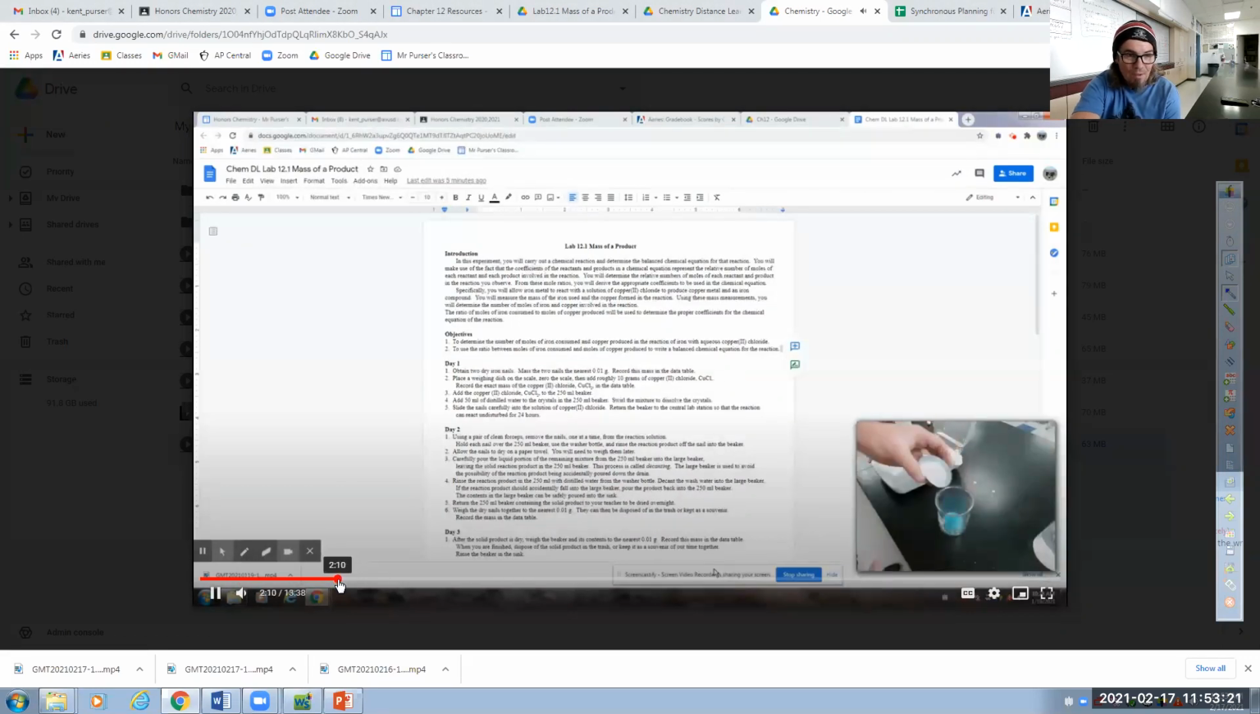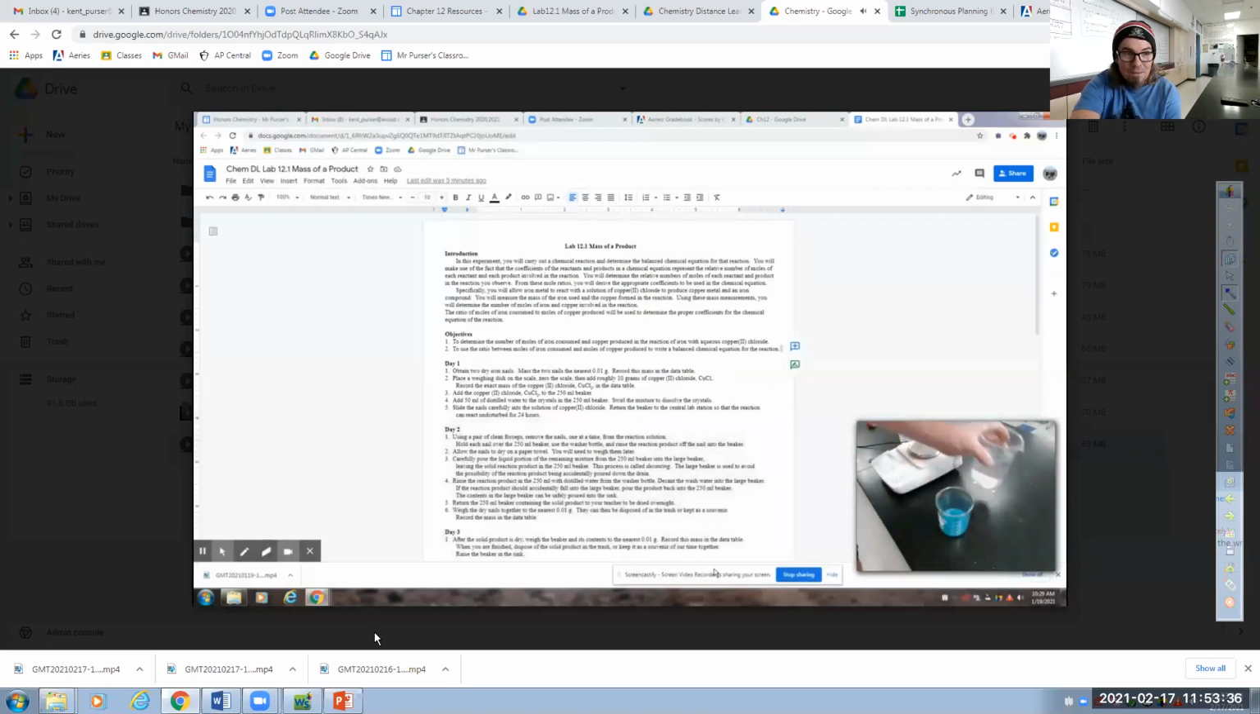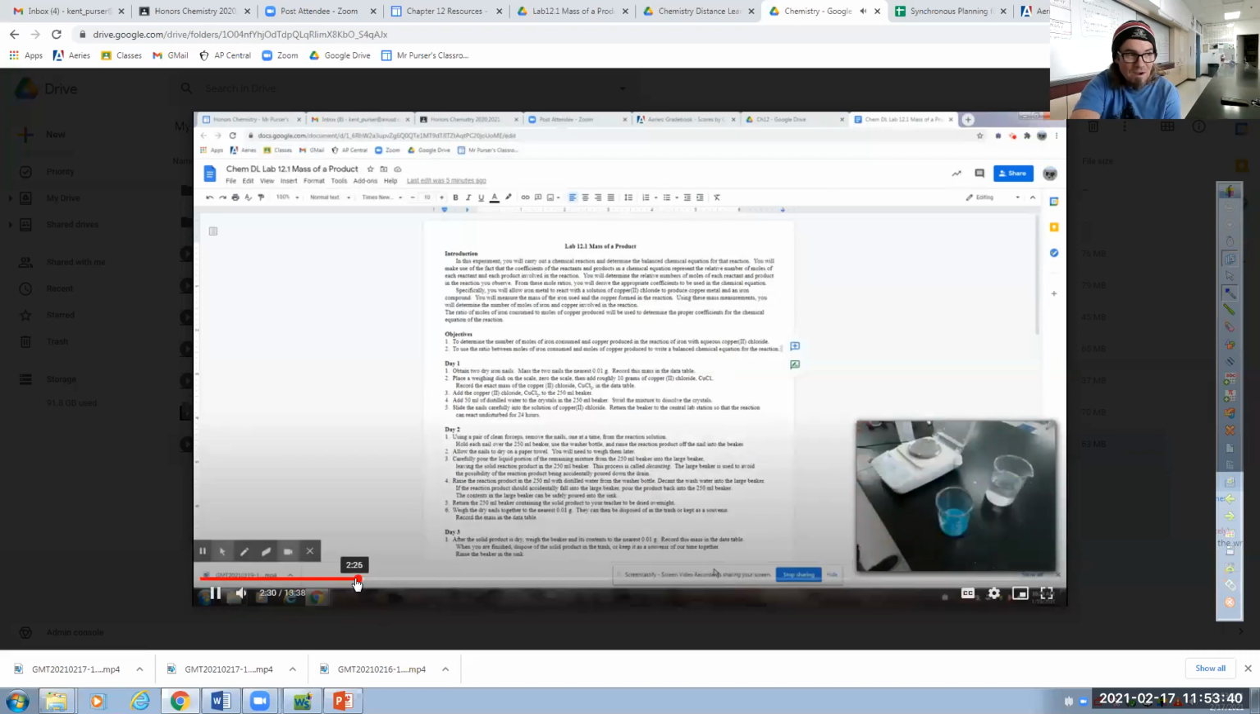Pour that copper chloride salt into a beaker. Add some water. Come on, add the water already. Stop talking so much. Look at that pretty color for the solution. Yeah, see, just me talking. I shouldn't make fun of myself. There it is. Look at that.